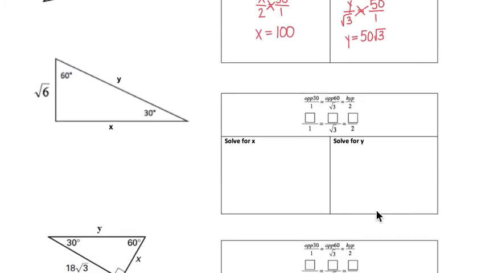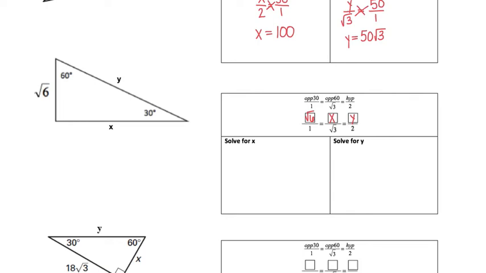Okay, go ahead and fill in these boxes with the appropriate things from this triangle. All right, so your short leg should be the square root of 6, opposite the 30-degree angle. Opposite the 60-degree angle, that's going to be x, my long leg. And then my hypotenuse across from the right angle is going to be y.